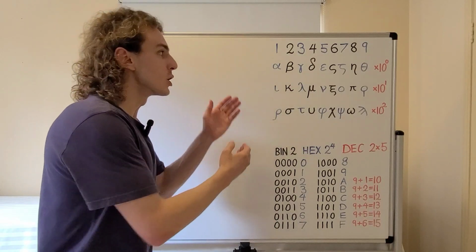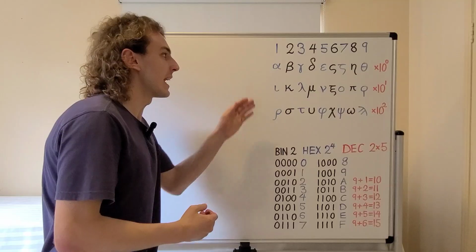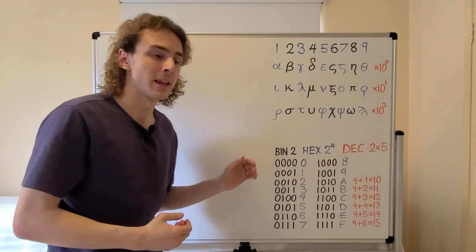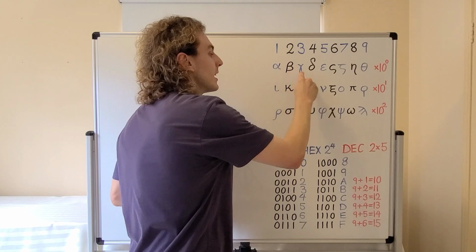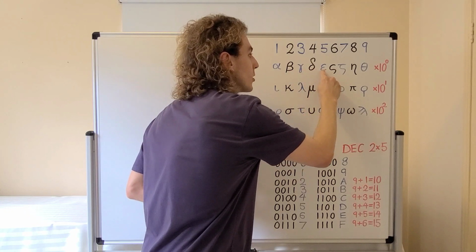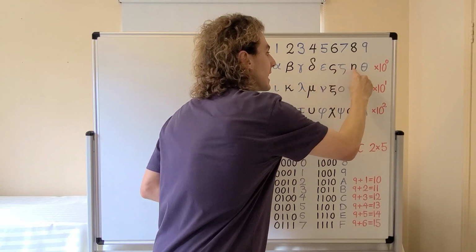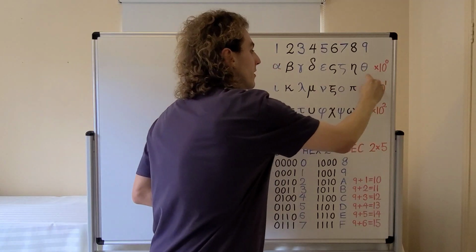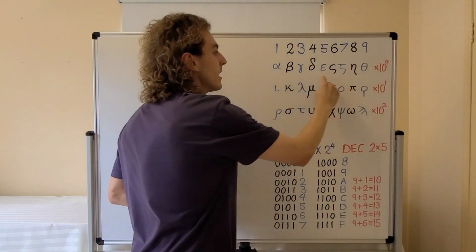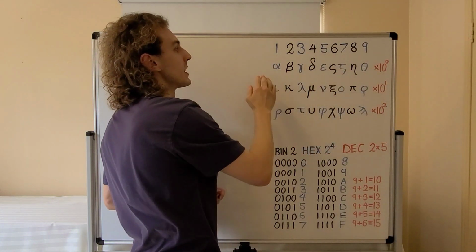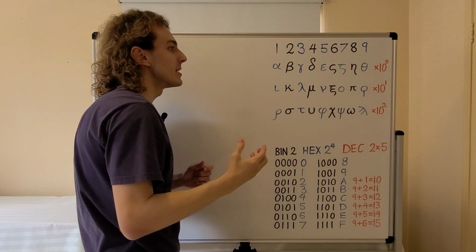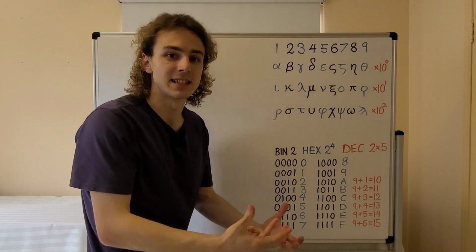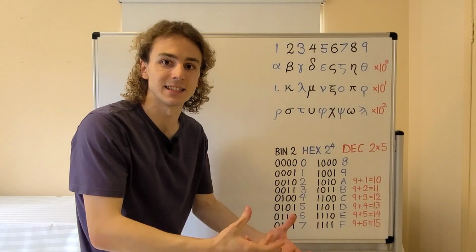Over here we can see 27 letters arranged in 3 rows. The first row contains the letters alpha, beta, gamma, delta, epsilon, digamma, zeta, eta, theta. These 9 letters in the first row correspond to the digits 1 through to 9. So we can describe this as a decimal system. It is a base 10 system.